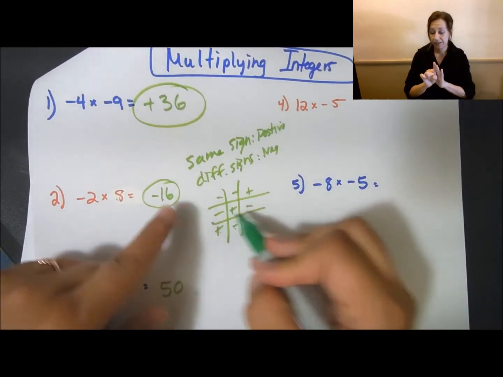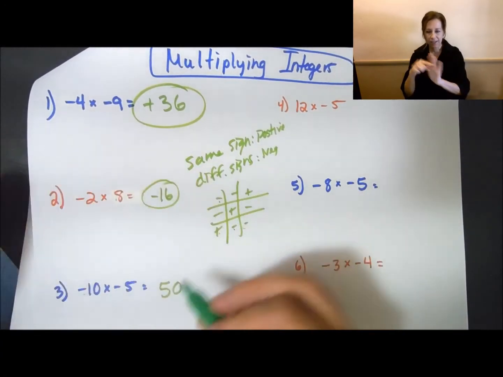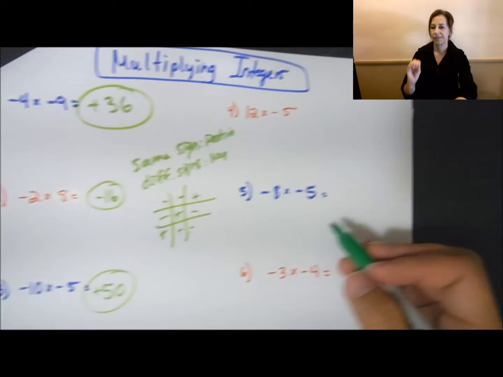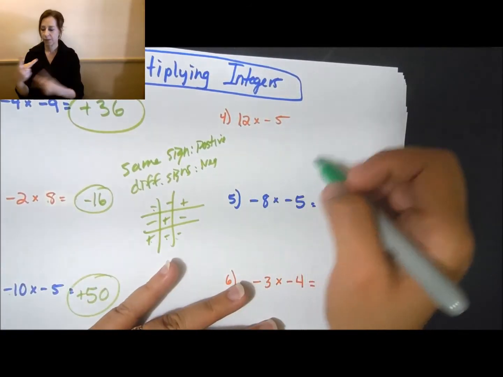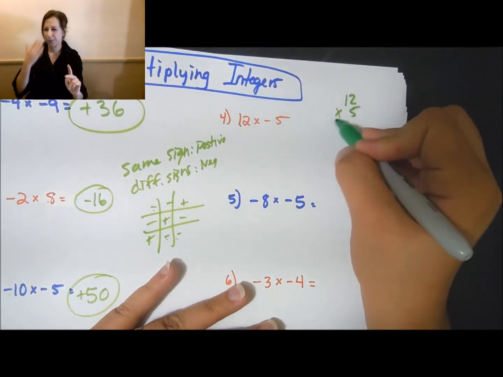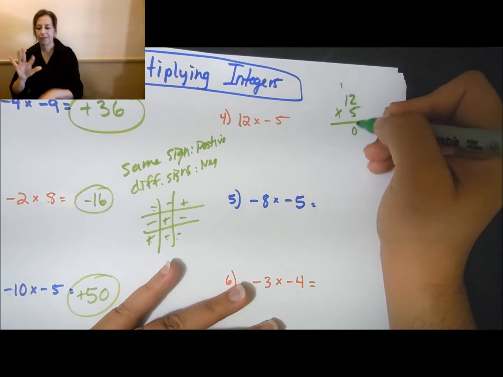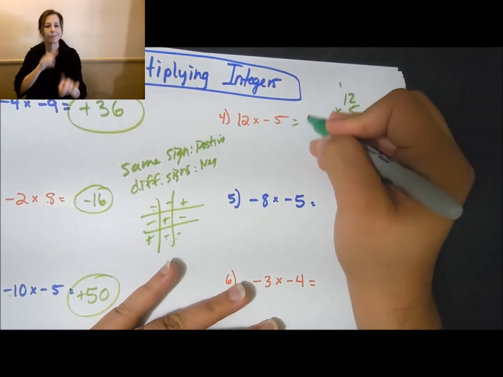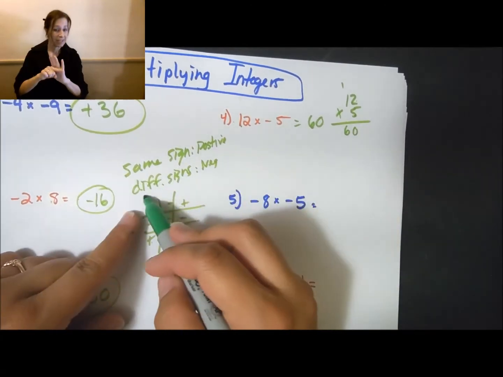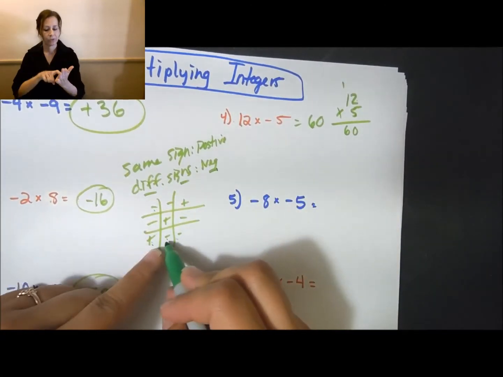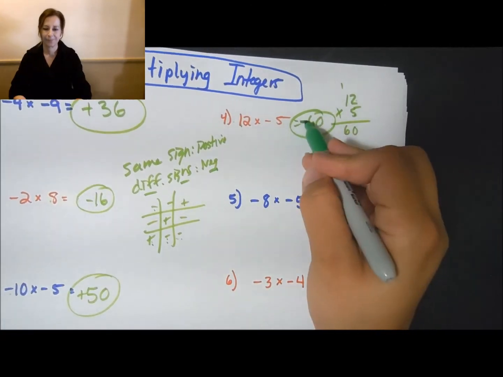Same signs. Look for somewhere that says same sign. Negative, negative, so it's going to be positive, so positive 50. Over here, I'm going to multiply first, so 12 times 5. You should know this, but in case, you could do it on the side. 5 times 2 is 10, 5 times 1 is 5, so 60. A positive and a negative are different signs, negative.